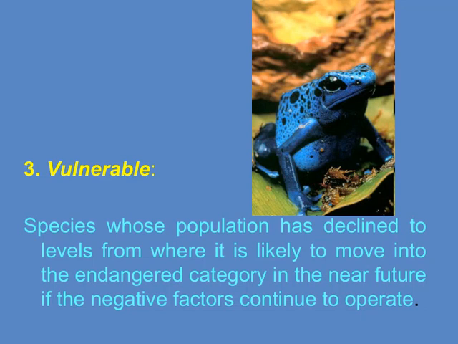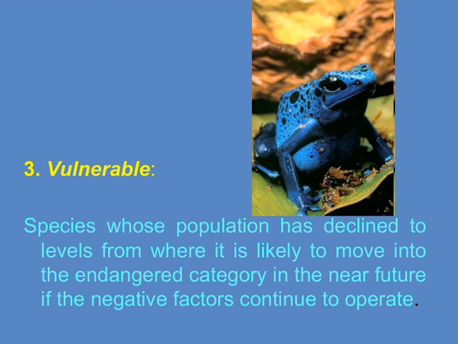Now, let's talk about species that are classified as vulnerable. These are species whose populations have already declined significantly. The key point here is that their numbers are approaching a critical threshold. If the negative factors impacting them, like habitat loss, pollution, or overexploitation, continue unchecked, these species are likely to move into the endangered category soon.